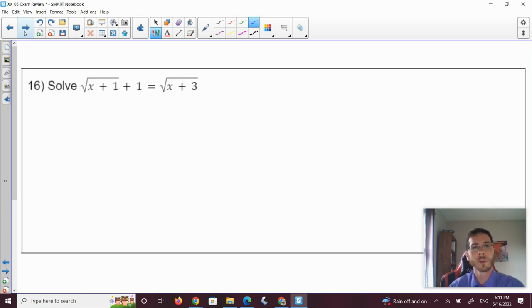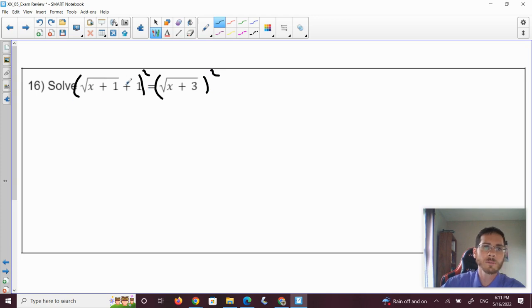16, we need to solve this one. So this one looks like it's going to take a while because it's a double radical. So we know we're in for a little bit of an adventure because if we have the double radicals, we have to make sure they're on different sides, which they are. And then we have to square both sides.